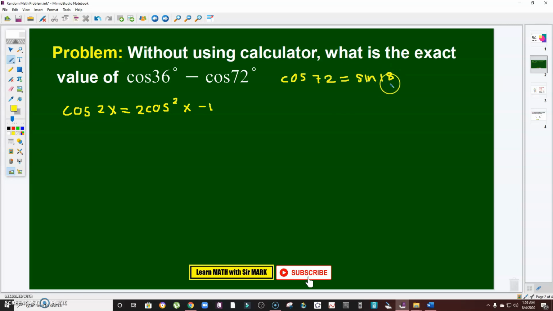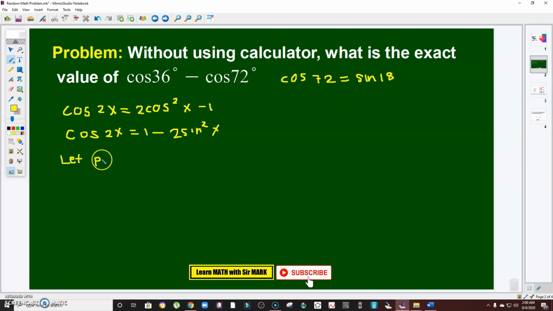See that? So observe that 18 is half of 36, or 36 is twice or double of 18. Therefore, for the double angle for cosine, there is another identity aside from this one. We can also say that cosine 2x is equal to 1 minus 2 sine squared x.